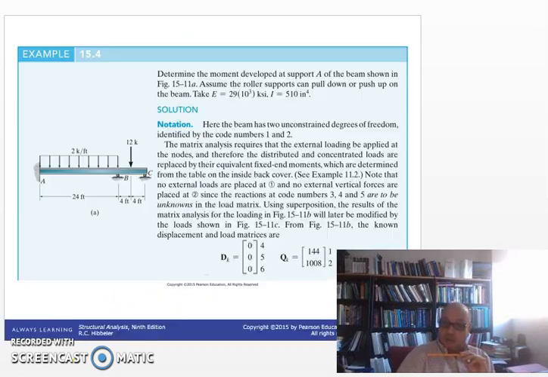My homework for you is this one right here. You have a beam that has 24 feet subject to 2 kips foot, and then you have another beam which is 8 foot. At the center, you have 12.